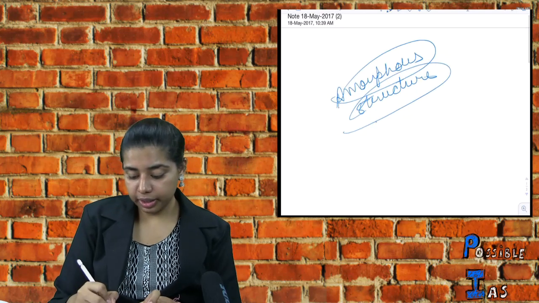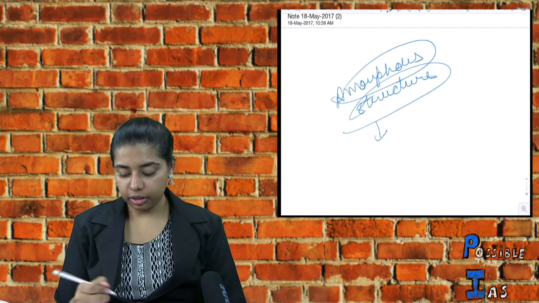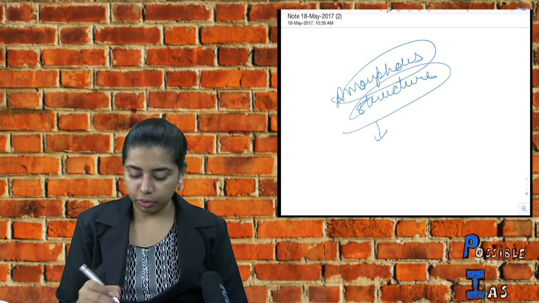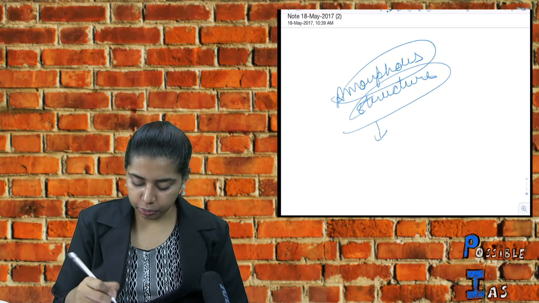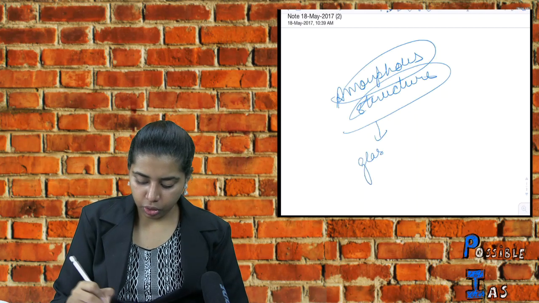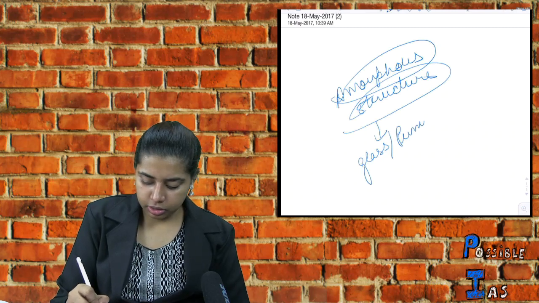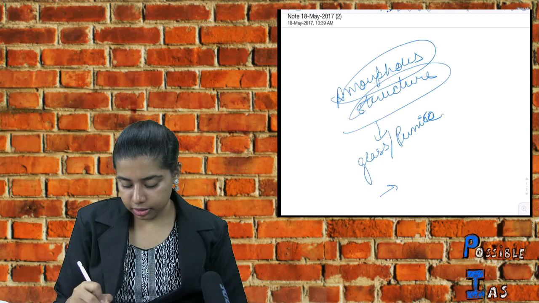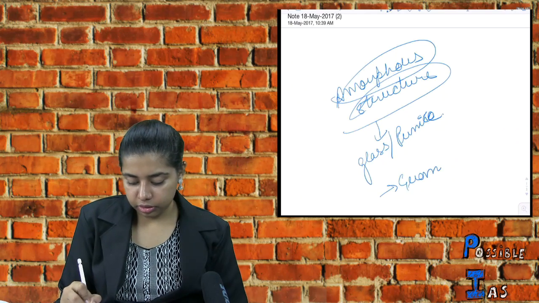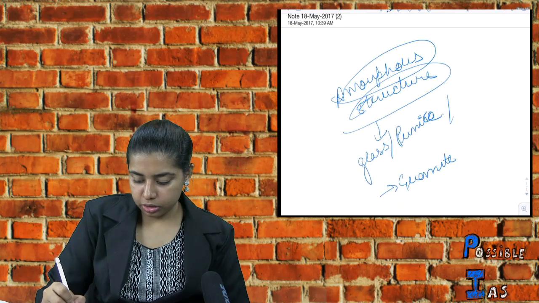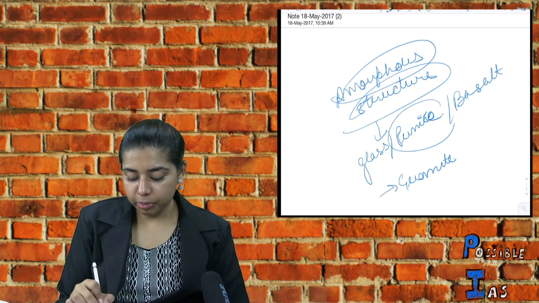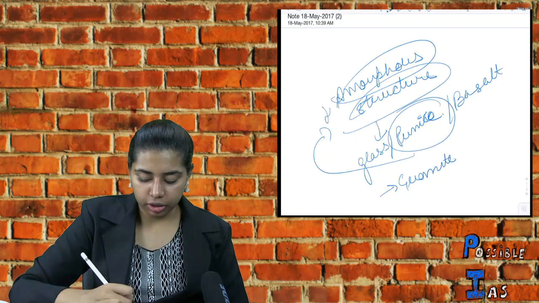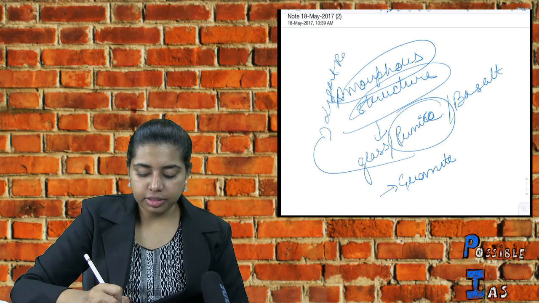So in igneous rocks, what are the examples? For volcanic rock, examples could be glass or pumice, and for plutonic rocks, granite. Okay, so now what is pumice? Pumice is a very light rock.